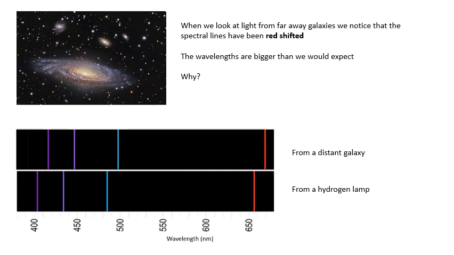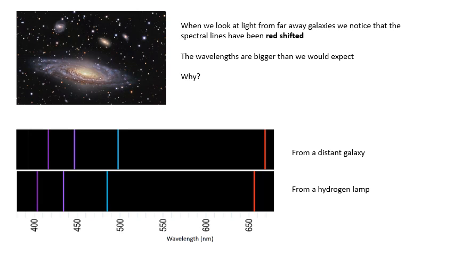Now, if we look at galaxies far away, okay, not Andromeda, much further than Andromeda, galaxies much further away, we notice that the wavelength of the light is bigger than it should be. If you look at the two diagrams below, there's the light from a hydrogen lamp in a laboratory, and then you've got the light from a distant galaxy, and you'll notice that the wavelengths are bigger than they should be.